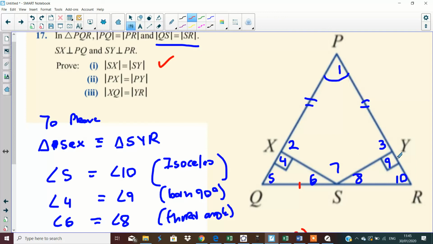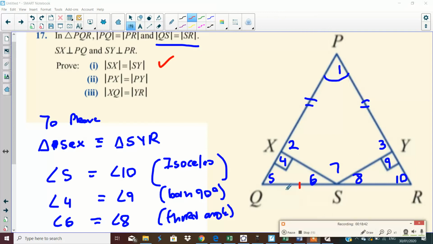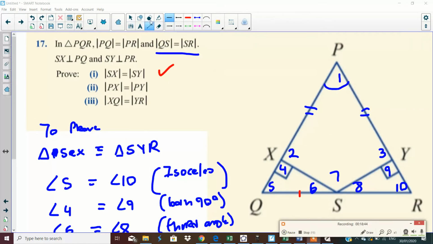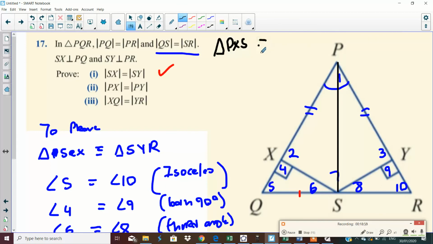Okay, have a plan. What's my plan? I'll think about this before I record. Now, lads, here's what we're going to do. We're going to draw a line from P to Q, or sorry, P to S, okay? Now, we're going to focus. Ready, guys? Look at this. I want to prove that the triangle PXS is congruent to the triangle PYS.